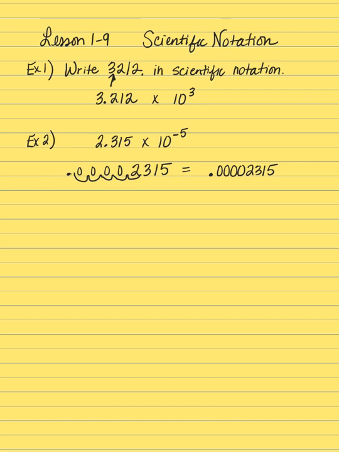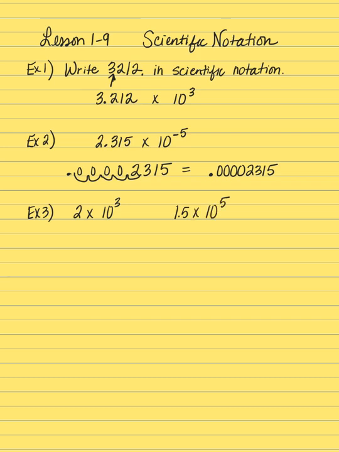Now, the next thing I want to show you is how to compare two numbers that are in scientific notation. So I'm going to show you two numbers. This will be example 3. I'm going to show you two numbers that are written in scientific notation, and then we're going to compare which one's larger or smaller. So let's take, for example, let's say we have 2 times 10 to the 3rd power and 1.5 times 10 to the 5th power.